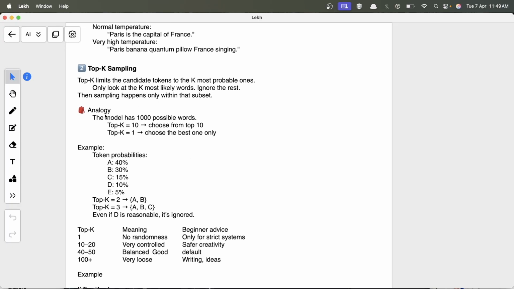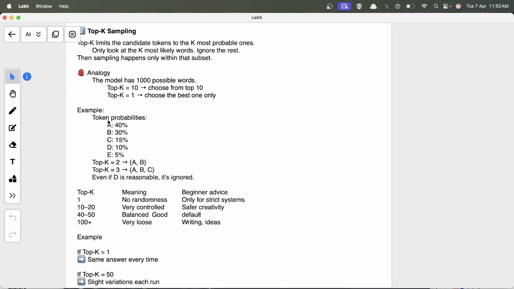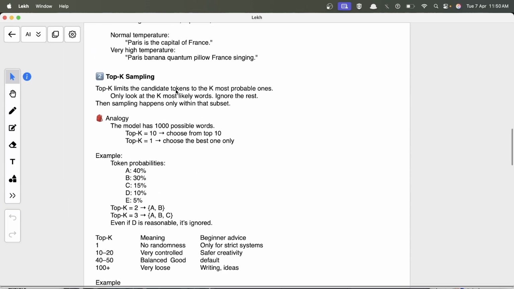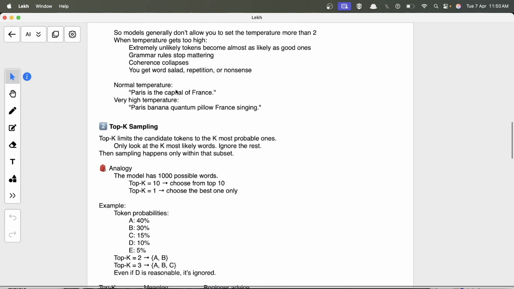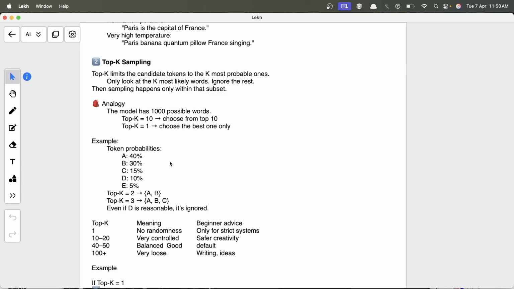Let's take an example. Let's say a model has 1,000 possible words and the top k value is set to 10. Then it chooses from the top 10. If the top k value is set to 1, it chooses the highest one. For example, say we have 5 tokens A, B, C, D, E. If the top k value is 3, it will choose among A, B, C since these 3 are on top. If the top k value is 1, it will just choose A because it has the highest probability. That's how top k works. It's different from temperature because in temperature we do not discard the lower probability tokens. Obviously there is a very rare chance of getting a lower probability token, but we do not discard it from the calculation. In top k sampling, we decide the output only from the tokens within the top k value.